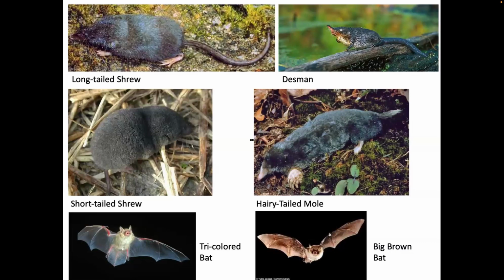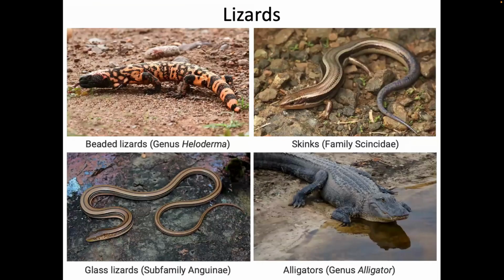We have a type of aquatic shrew called the desman, which today is found primarily in the Ural Mountains of Russia, was found here. One of the hairy-tailed moles, and we have 2 bat fossils. Both have been identified as tricolored bat and big brown bat from these sites. There are beaded lizards, the Heloderma lizards, of which we have Gila monsters in the Southwest today. We're not sure if it's the exact same species or not, but that I think testifies to how dry and arid this region was. We have skinks, various lizards, glass lizards, which often live in grasslands and savannas. We had alligators.